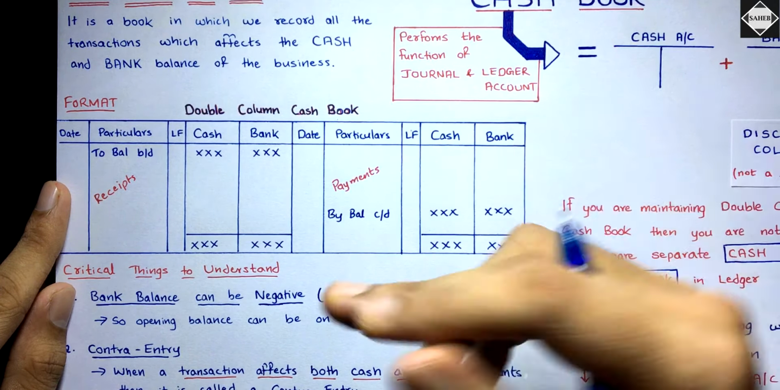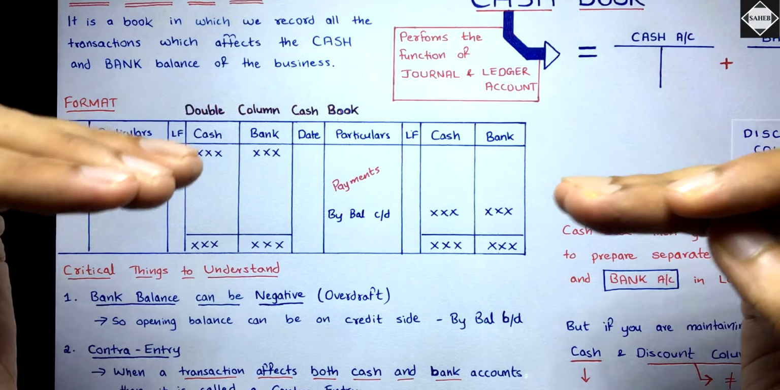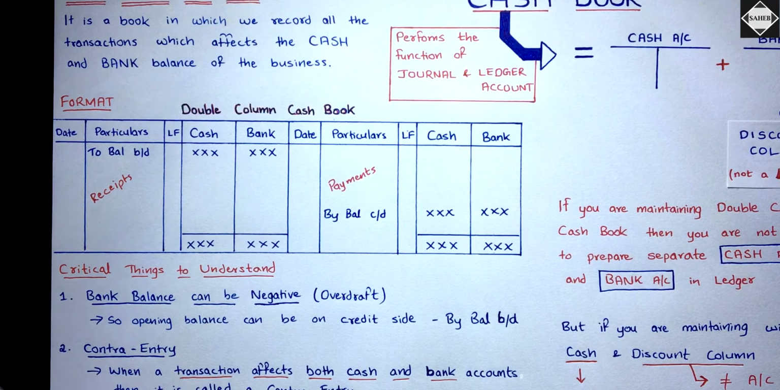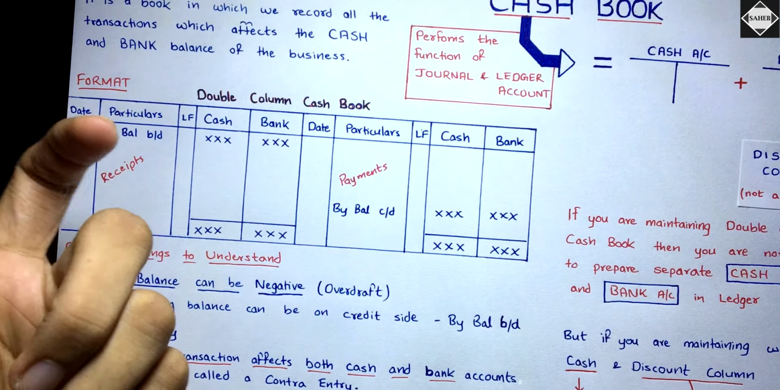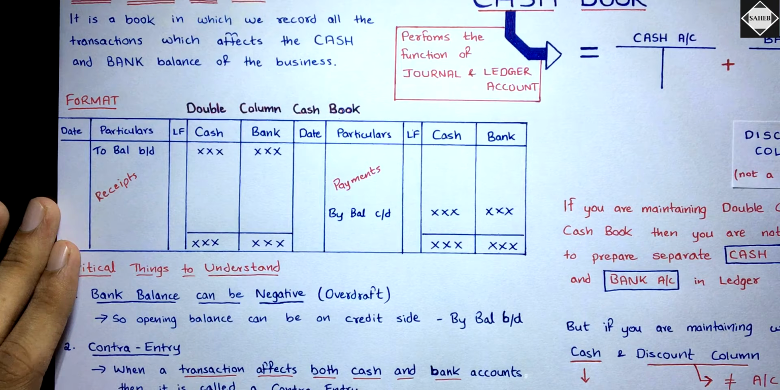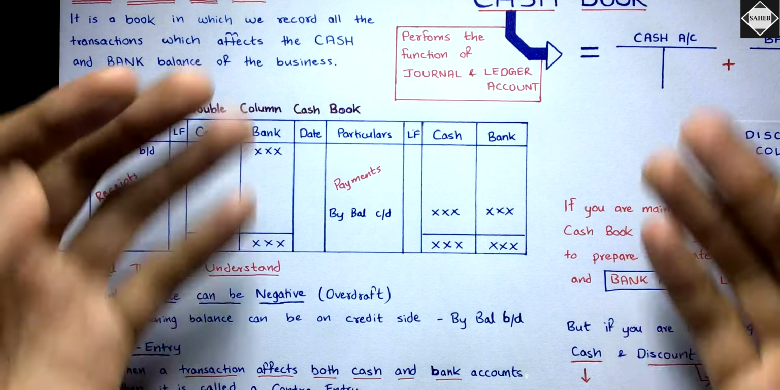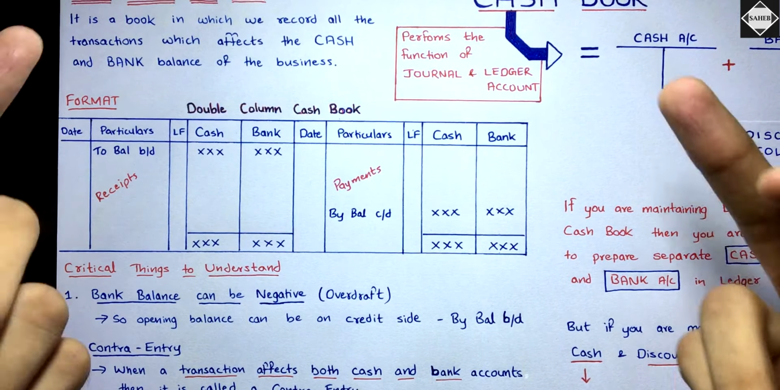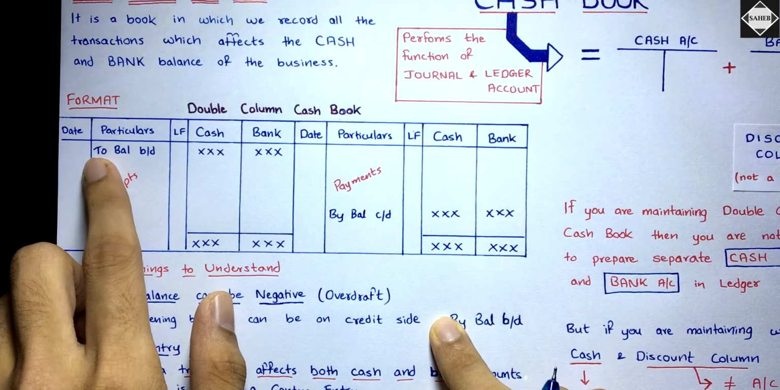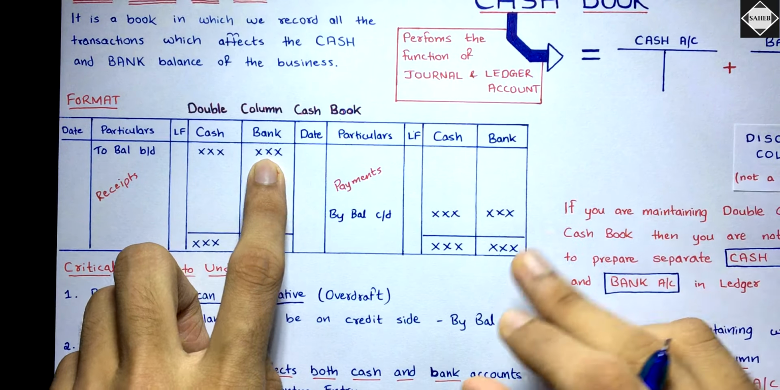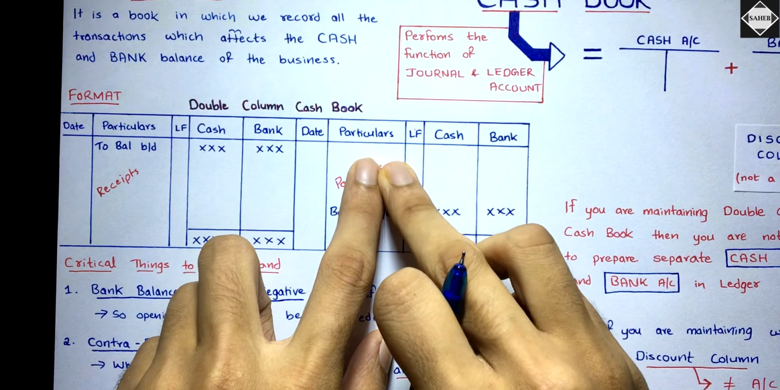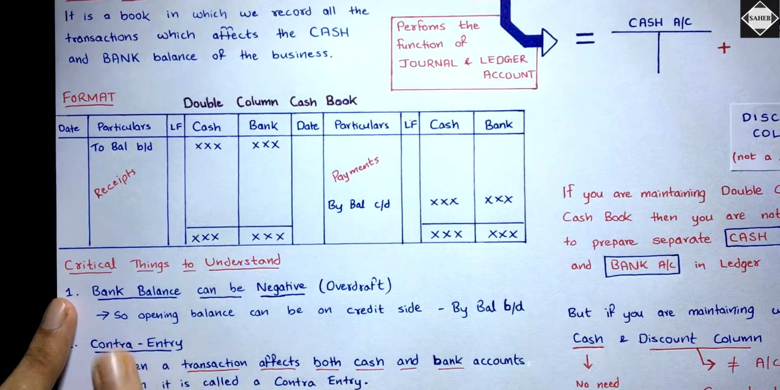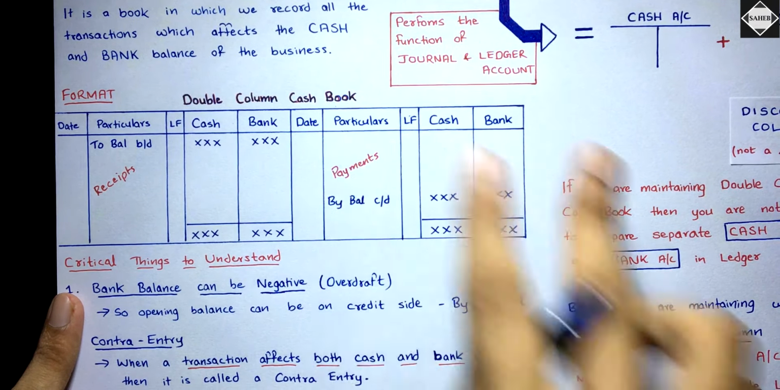So when it becomes minus 5,000, and the question will start from there, they will say in the question, there is an overdraft balance in the bank of 5,000. What does that mean? It means that you have taken like a loan from the bank. So you don't have a debit balance, you have a credit balance, credit opening balance. So this will not happen: to balance B by D 5,000. No, it's not like that. You will take it over here: by balance B by D 5,000. Okay, that's how you will take it. All right. So the opening balance can be on the credit side of the bank.